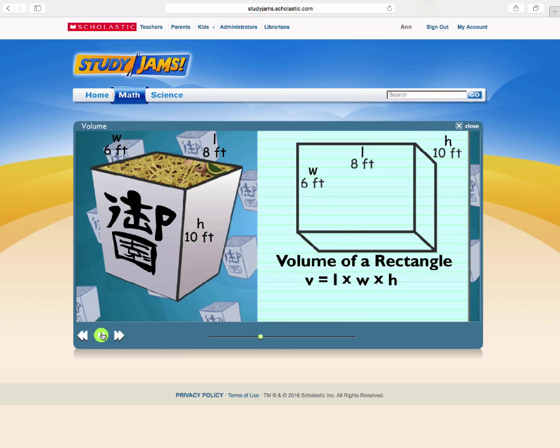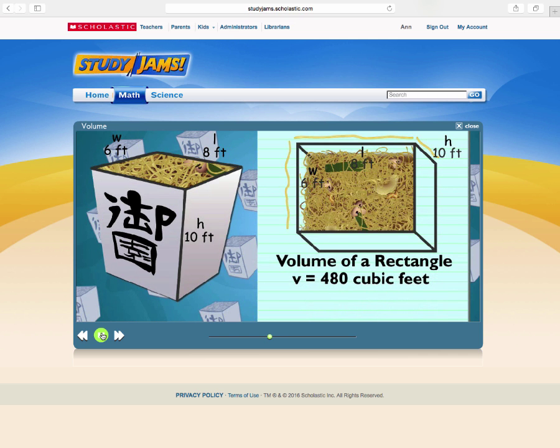Try it. Okay, length times width times height. 8 times 6 is 48. Times 10 is 480 cubic feet, because we're measuring in 3 dimensions. So I need 480 cubic feet of chow mein? What exactly is a cubic foot?